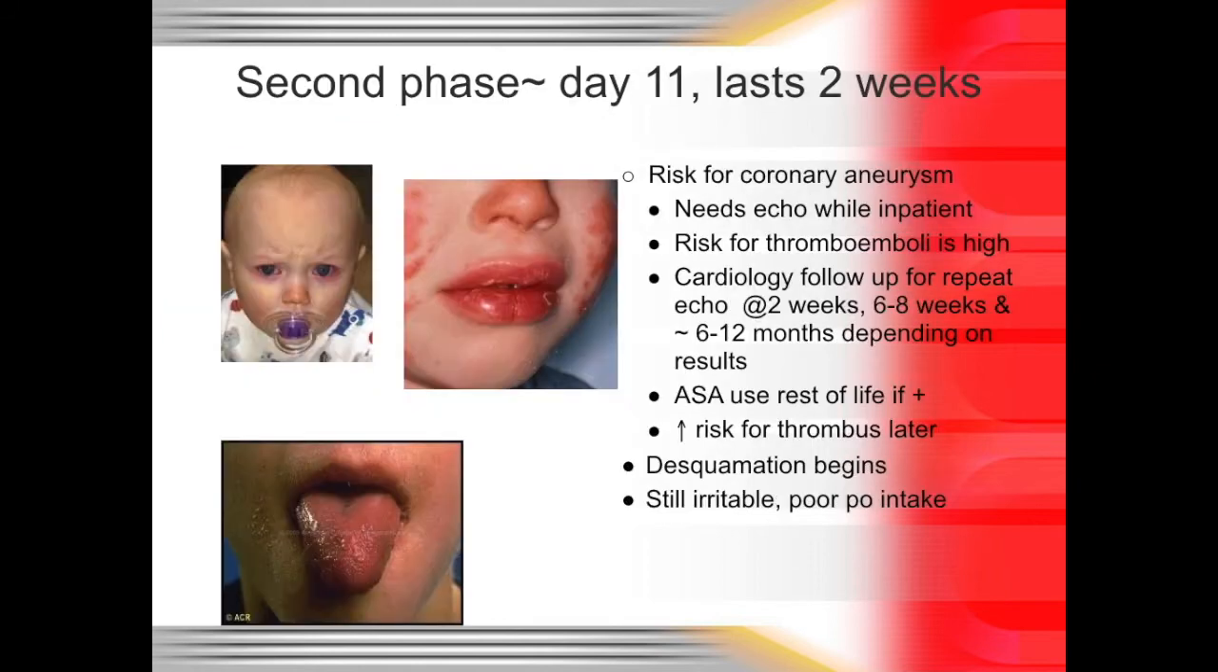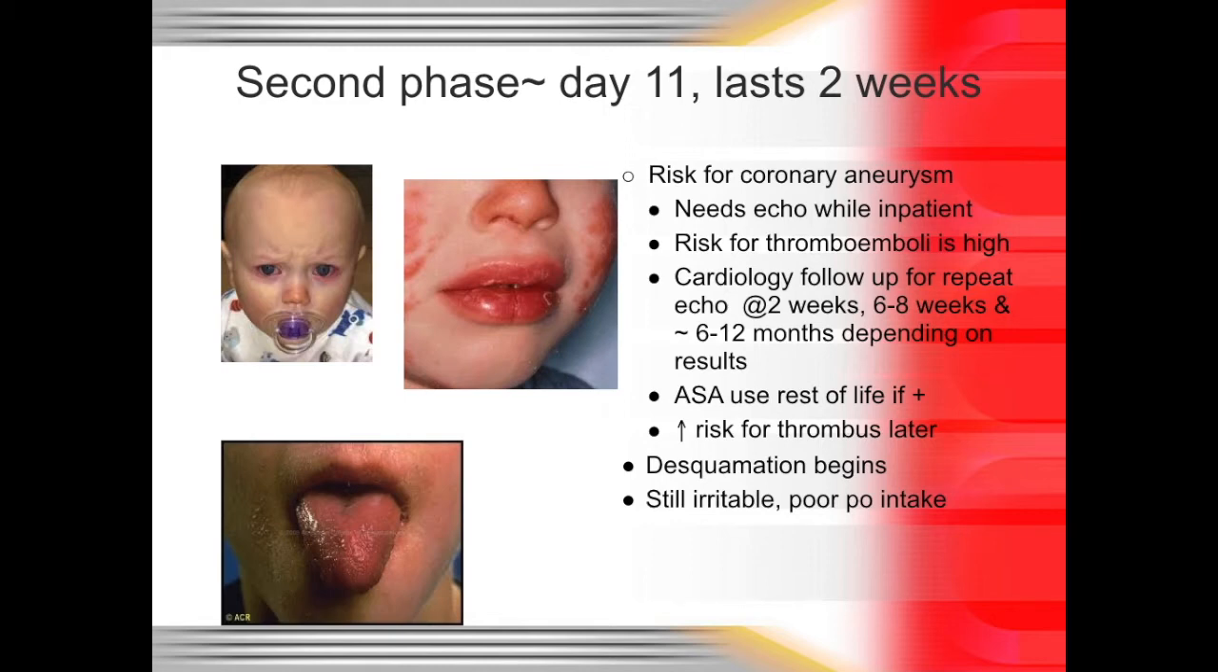In the second phase of Kawasaki's disease, which begins about day 11 and lasts another 2 weeks, is the highest risk of them developing the coronary aneurysm. So remember, vasculitis, inflammation that is systemic, including the coronary arteries and the coronary vasculature. There's a very high risk of developing clots. There's weakness of the vessel walls that causes the aneurysm.